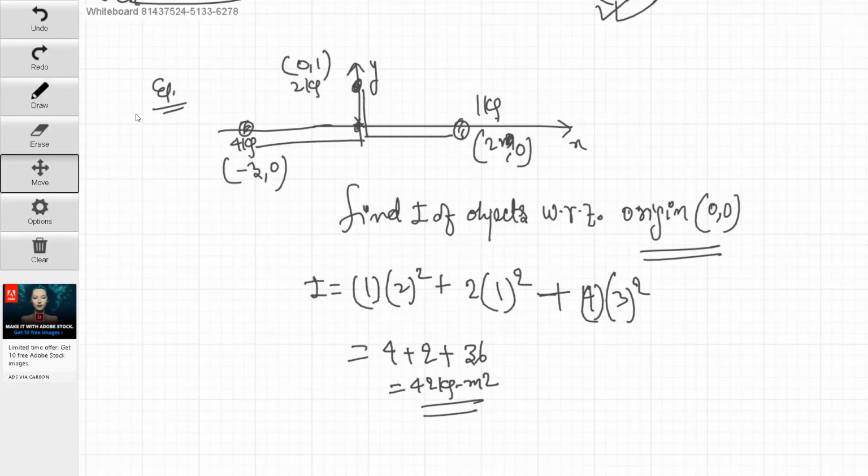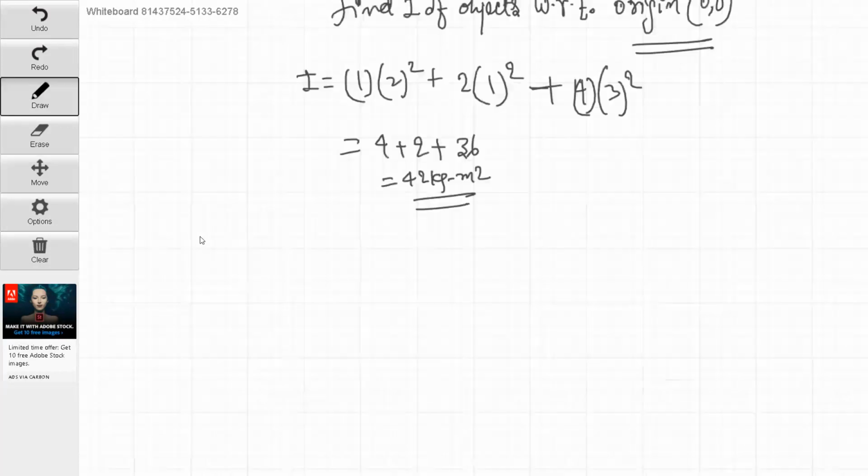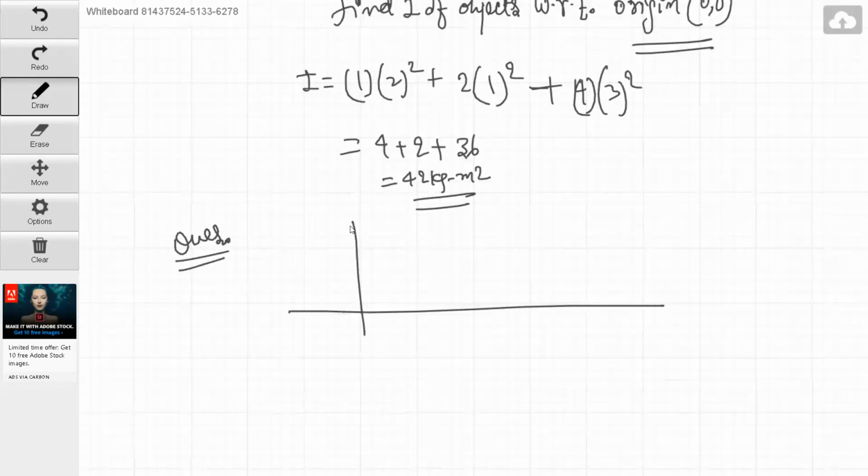This is a very easy topic and very scoring. Most of the time they used to ask one question from this topic. So this is very interesting and a scoring topic. So now this is y-axis, this is the x-axis.